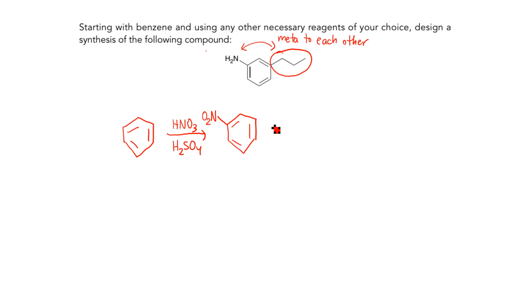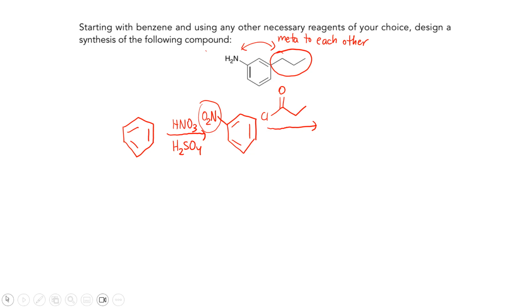Okay, now we need to add the alkyl group. And you guys know that I can't add this alkyl group just like this, right? Because that's going to undergo carbocation rearrangement. So it needs to be an acylation to avoid rearrangements. But wait a minute, didn't we just say that we can't do Friedel-Crafts acylations with strong deactivating groups?